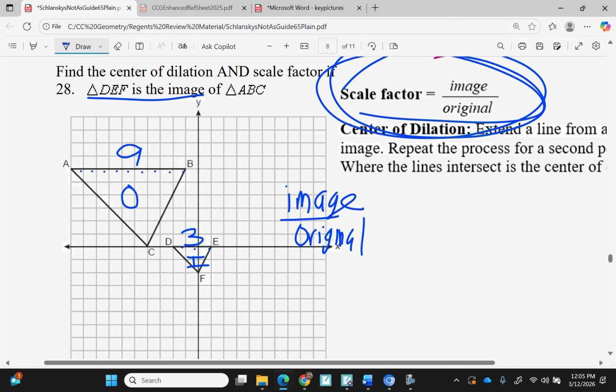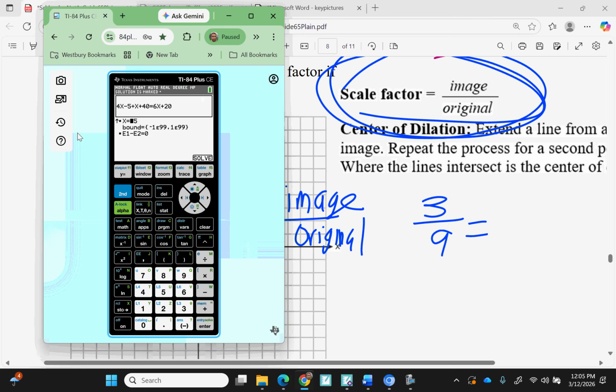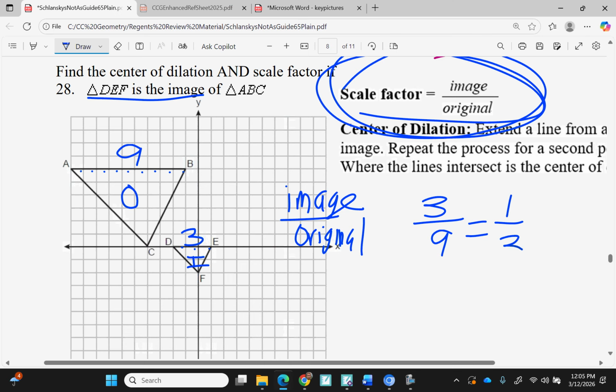Image is 3. Original is 9. 3 over 9. You can go to your calculator if you need to. 3 over 9 is 1/3. Scale factor is image over original.